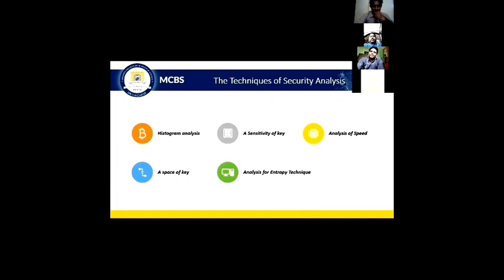Space of key: the security of encryption and decryption depends on the size of the key used. Sensitivity of key: a change in the original key should change the image recovered from the cipher image. Analysis of entropy: this technique is a scale of the degree of randomness of the encrypted image, so a perfect cipher image has a high entropy value. Analysis of speed: the encryption and decryption of an image depends on the execution time applied to the different algorithms and the size of the image. There are more techniques to analyze the cipher image to know the level of security.